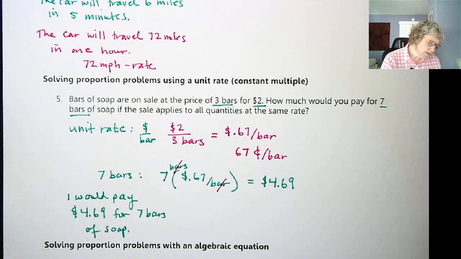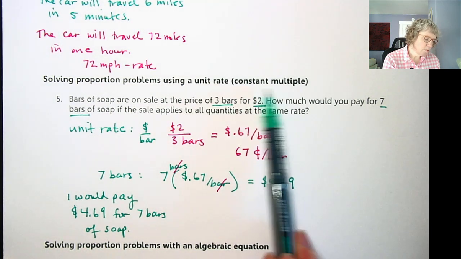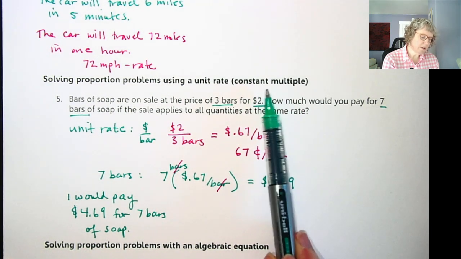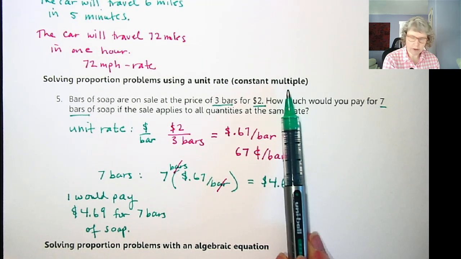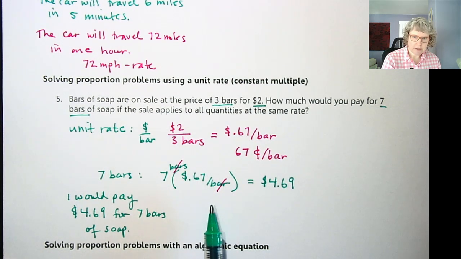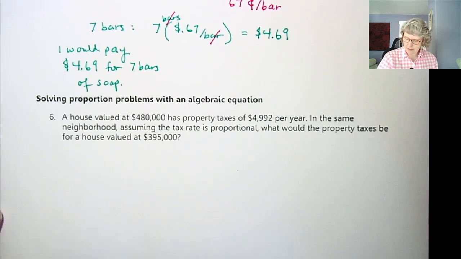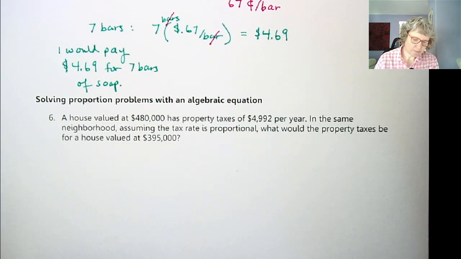Okay, so that is the second way. And remember how we talked about on our definition page that with a proportion, one quantity is a constant multiple of the other. Okay, so in this case, we've got each bar of soap is 67 cents. That's our constant multiple or unit rate. Okay, great. So let's do a third one, and then I'll also come back and apply these other methods to the other ones as well.